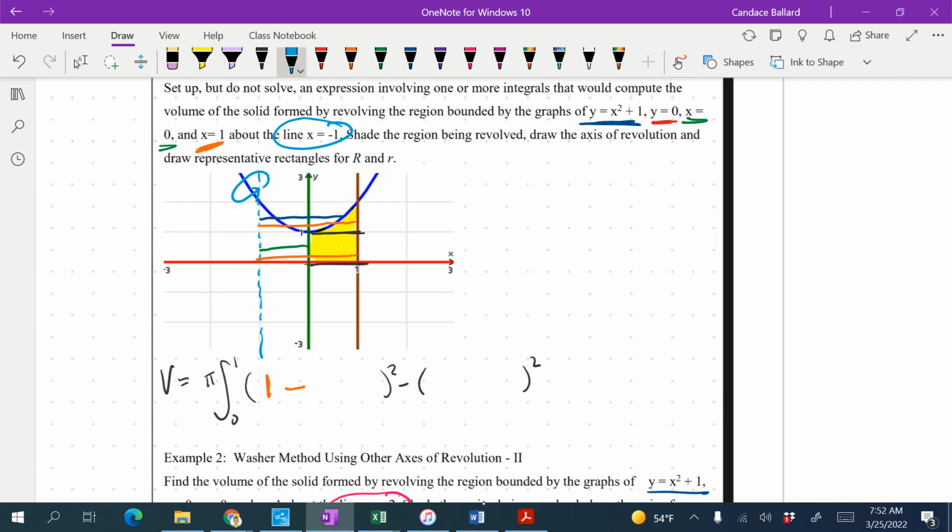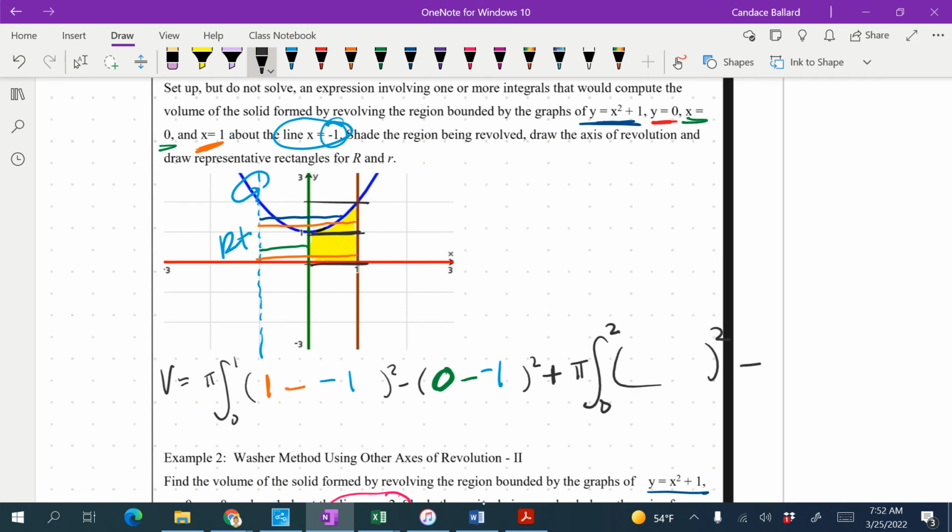So this is going to be the right. So my right is x equals -1, so minus -1. Then I'm going to go to my left function, which is the y-axis, which is x equals 0. And then I'm going to subtract my axis of revolution, which is -1. Now we are going to add that to pi times the integral, and this time I'm going to go from 0 to 2.